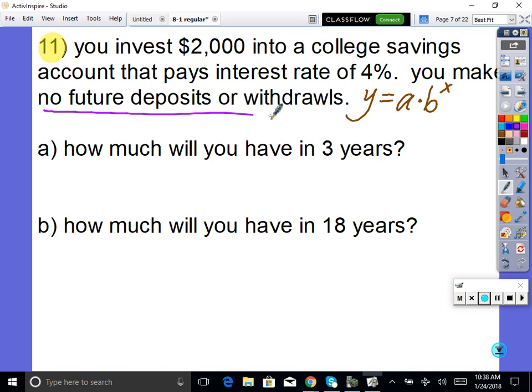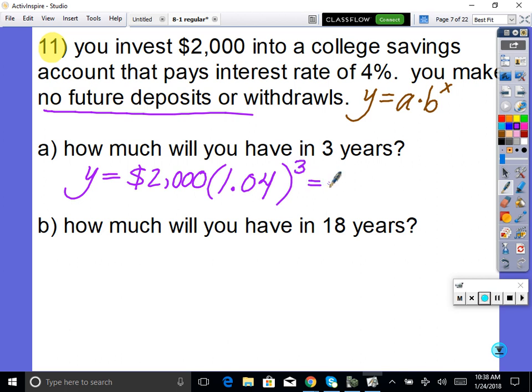So if we just put the money in and don't do anything with it, what's going to happen in 3 years? So let's set up our equation here. Y is equal to, our initial value is $2,000. This is a growth factor of 4%. That would be 1.04 and then raised to the 3. So our money has now become $2,249.73. Cool. All right, so that is better than nothing.